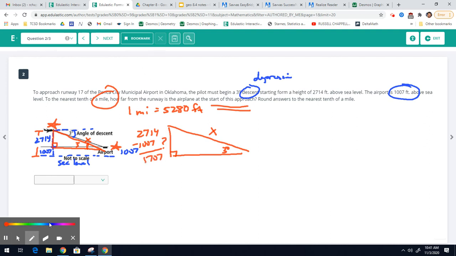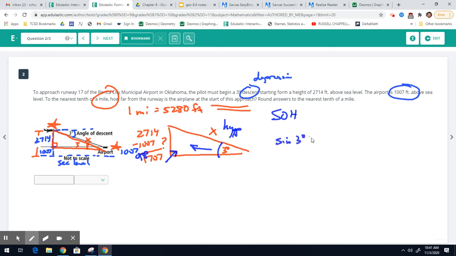And we will use trig to solve this. 3 degrees is my angle. I know the opposite side is 1,707. I also know the hypotenuse, or I don't know the hypotenuse, but that's what I want to find. So there's the two sides I want, opposite and hypotenuse. Which trig is that? That's the SO, which is sine. Sine of 3 degrees is going to be equal to your opposite side, 1,707, divided by your hypotenuse x.